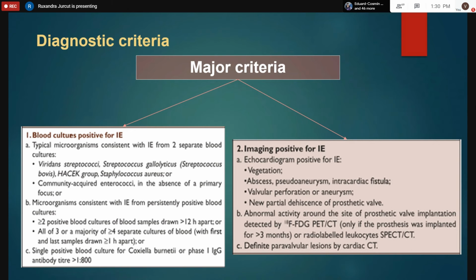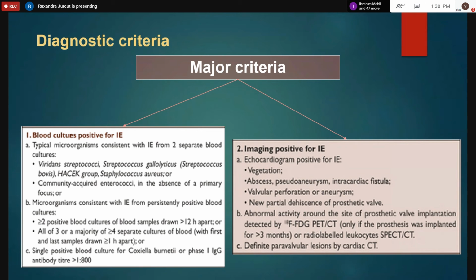And it should not be only 1. For example, we drew 3 hemocultures, and then we get back that 1 is positive and the 2 others are not positive. This is not enough. There should be at least 2 blood cultures that are positive.